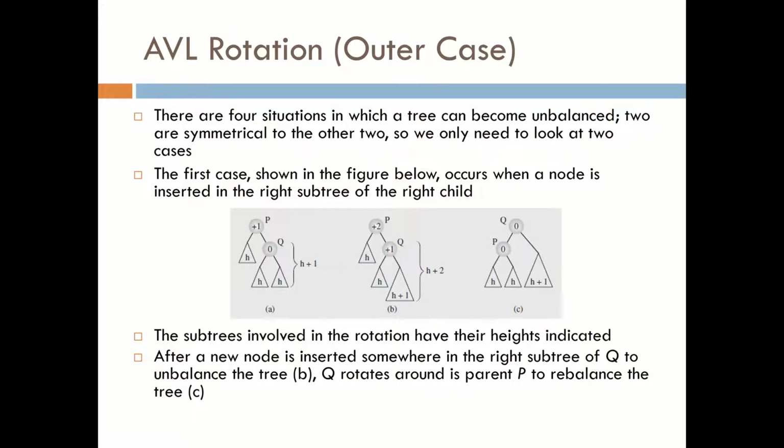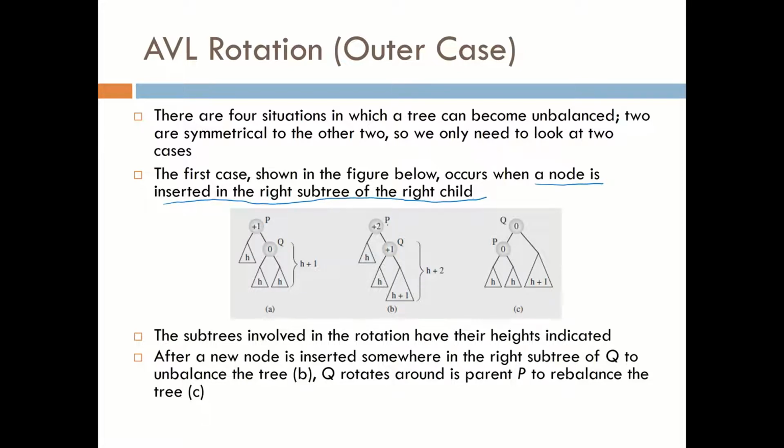There are actually 4 individual cases. 2 are symmetric with one another, where methods to return a tree into balance once we either insert or remove a node. So the first case here has a symmetric case, and I'll draw that out in a second. But this particular problem happens when we add a node to the right subtree of the right child.